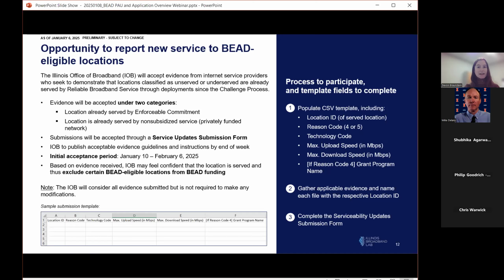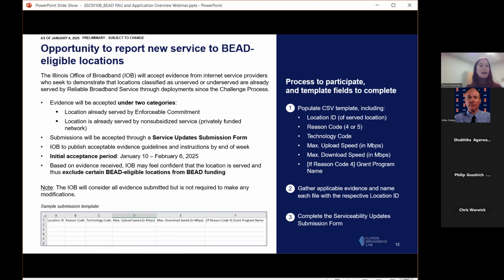And the other option is a location is already served by non-subsidized service, meaning a privately funded network. So if a provider rolled out broadband in a community this past summer, we do want to work to make sure that we're not overbuilding those locations and we can make the most of our limited BEAD dollars. So we'll be accepting submissions through a service update submission form.